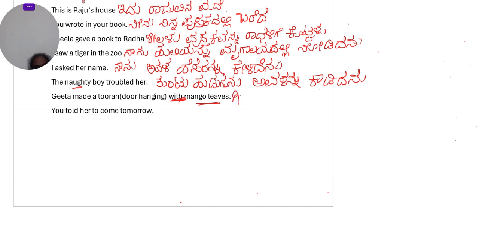So it is Geetalu Toranavannu ಮಾವಿನ ಎಲೆಗಳಿಂದ ಮಾಡಿದಳು.